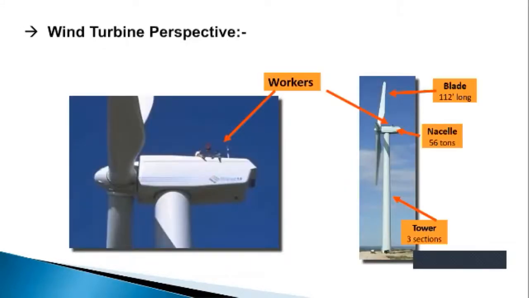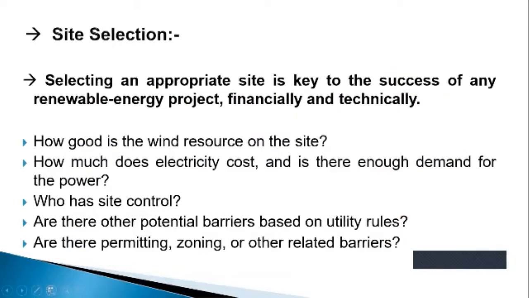Wind turbine perspectives. Here is some maintenance work. We can see the tower height is very high. The nacelle weight is 56 tons and the blades are about 112 meters long. Now, next point.